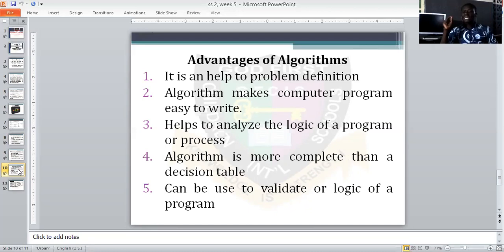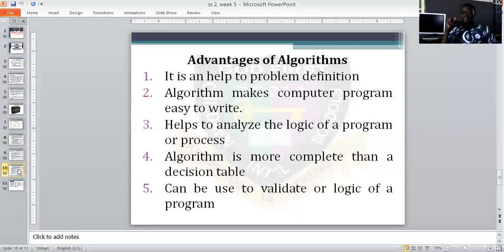Then three, it helps to analyze the logic of a program or process. It can help you to explain the logic about a program. It can help you to explain the processes involved in that particular program. That is to say, you can know the stages, the steps, one after the other.